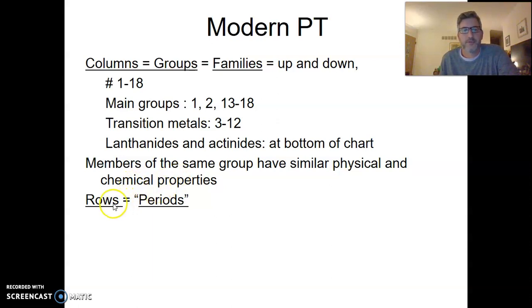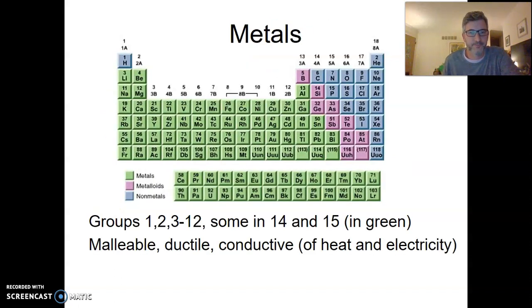And then another term that you need to be familiar with is that the horizontal rows on the modern periodic table are often referred to as periods. Okay, some important groups here. So you should know where the metals are on the periodic table. They make up most of the periodic table, so what you see here in green.